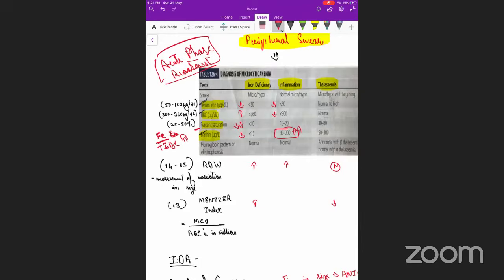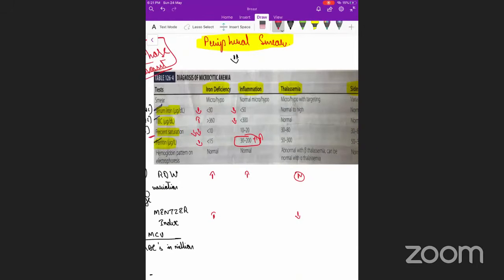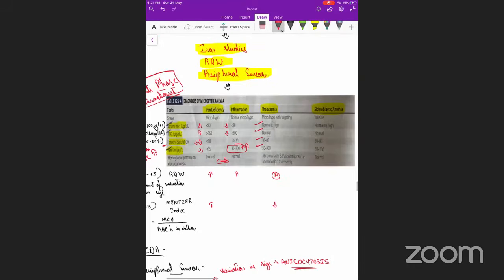This is how we diagnose chronic inflammation. Next differential diagnosis is thalassemia. Thalassemia can be variable as these values, but these values mainly you differentiate these 2 types of anemia. Okay, this will be variable. You can see in the tables, and sideroblastic anemia.